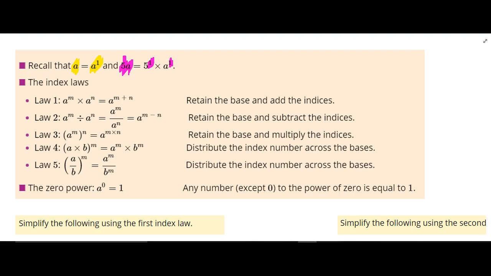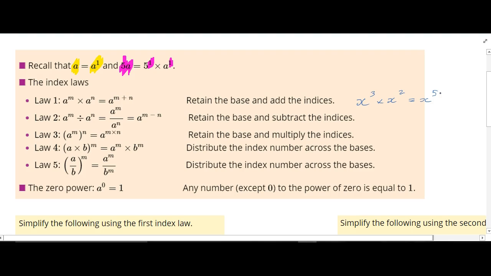So the index laws that you would have gone over in Year 9: a to the power of m times a to the power of n. Any numbers with the same base, when they multiply together, you can add the powers. So for example, if I had x to the power of 3 times x to the power of 2, we retain the base and we add the powers. So 3 plus 2. We don't times the powers, we add them together. So that'll be x to the power of 5.